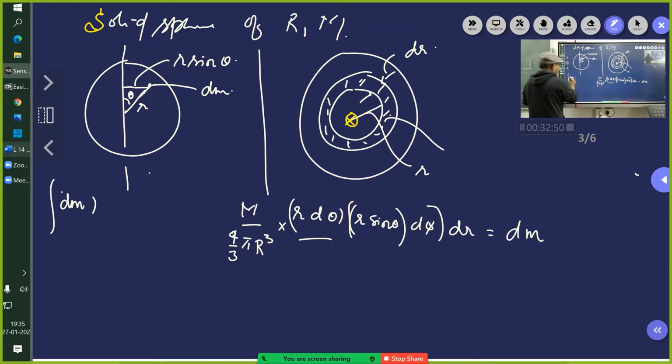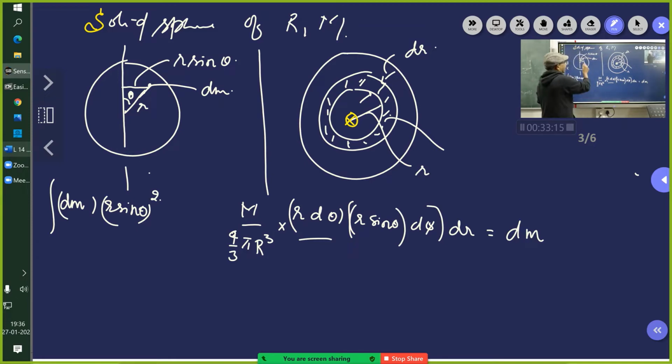Now r square will become what? r sin theta whole square, because with respect to this axis, the incremental volume will be at r sin theta. Clear? Sir, here you are considering that dr thickness also, no, sir? I am considering the thickness. Then how can you take this r sin theta as the perpendicular distance?